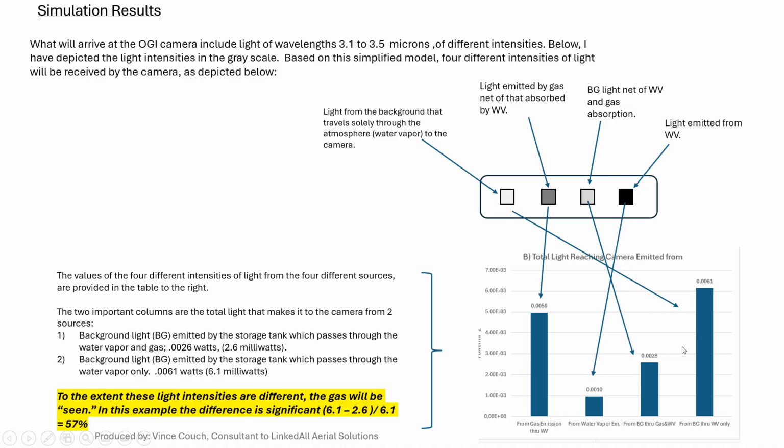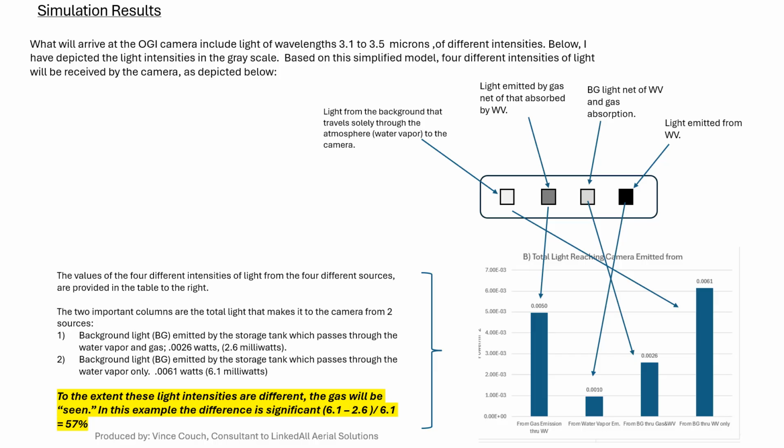We'll be able to see the gas. Right, if the background through gas and water vapor was the same as the background through water vapor only, the bars would be at the same level. The fact that they're different means there's gas there that absorbed it, or something there that absorbs in those wavelengths of 3.2 to 3.4. And if we know that the storage tank typically has methane, then we say it's methane.